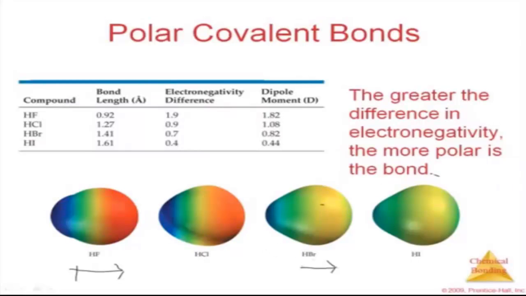Now what you'll see is higher electronegativity difference, higher dipole moment, and shorter bond length, and that's because those electrons are being pulled tighter in, making the bond shorter. So the lower the electronegativity difference, the longer the bond, the further away the two nuclei are. Okay, so all these three things go together, and you need to understand their relationships.